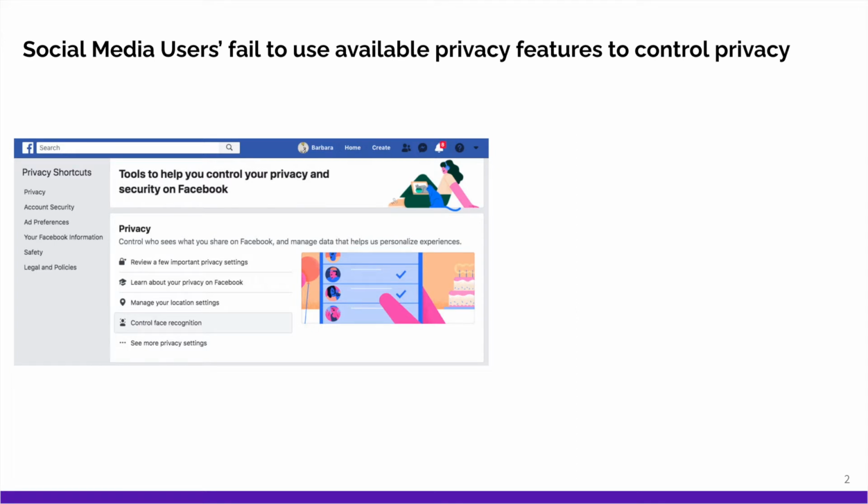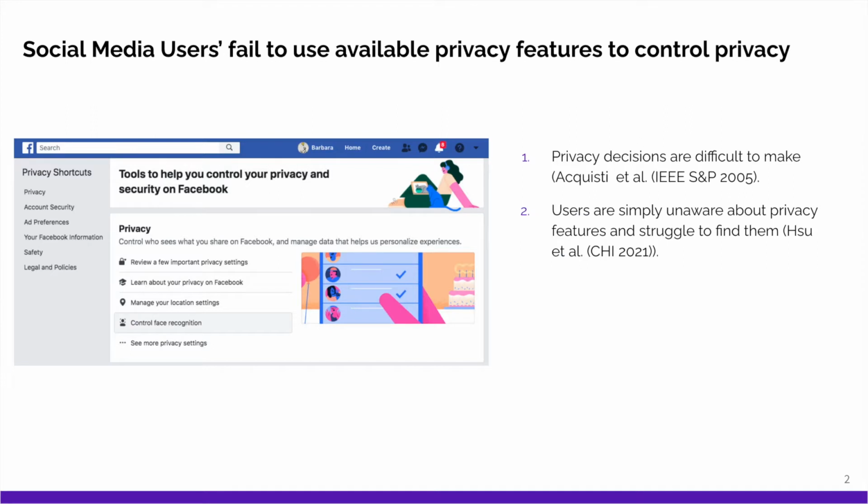Today, a number of users use social network sites to make a number of privacy decisions using the privacy controls or features on these sites. However, research finds that these users fail to use these features for a number of different reasons. For example, number one, privacy decisions are difficult to make. Number two, users are at times simply unaware of the privacy features and therefore struggle to find them. And number three, privacy protection is not the primary end user task on most social network sites.